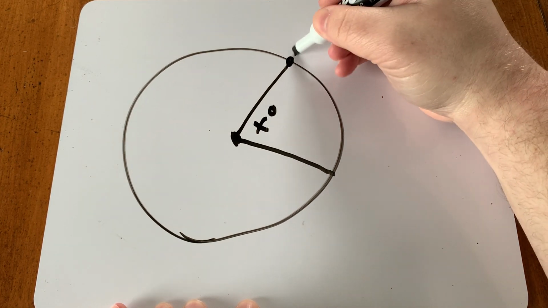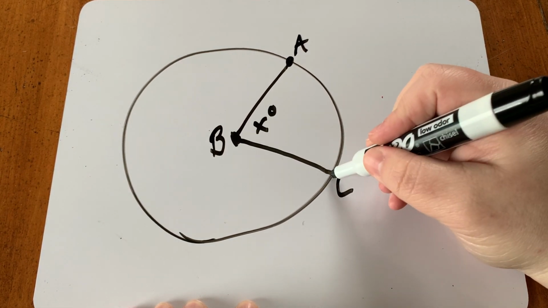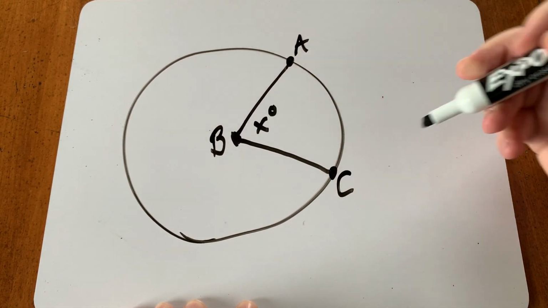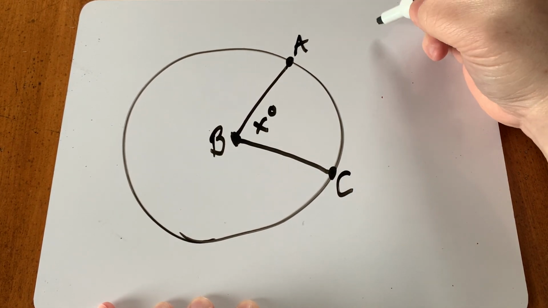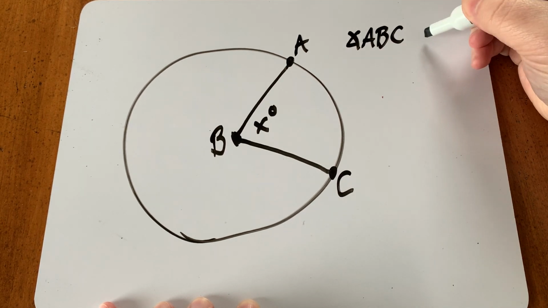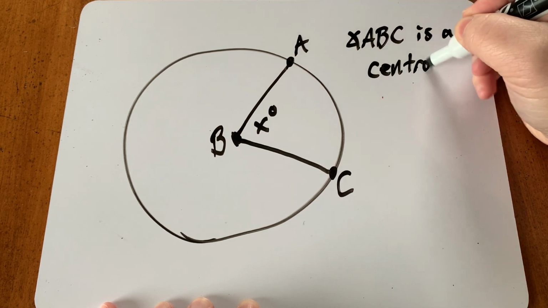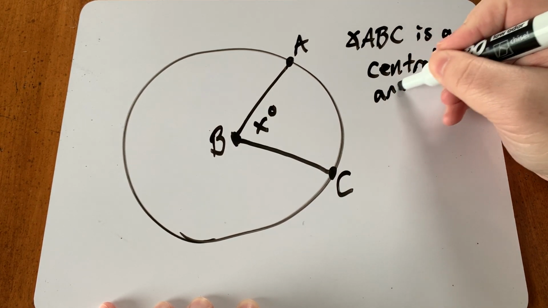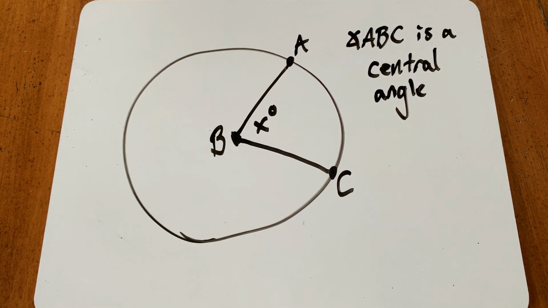And I'm going to name these points A, B, and C. So we have an angle of x degrees in circle B. That angle, angle ABC, is called a central angle. A central angle is any angle in a circle whose vertex is at the center of the circle.